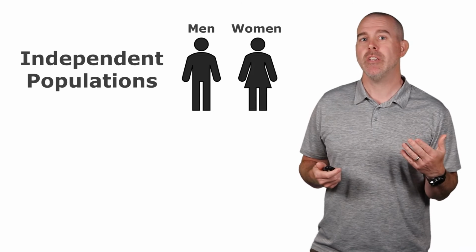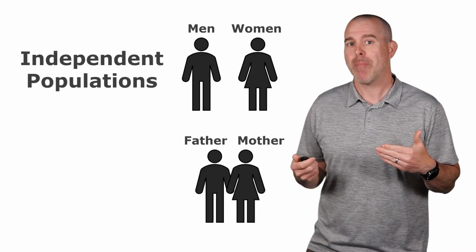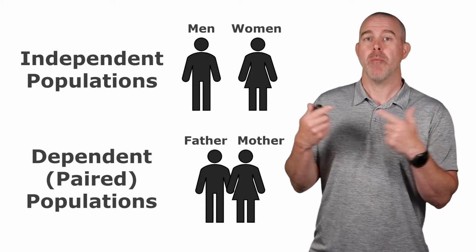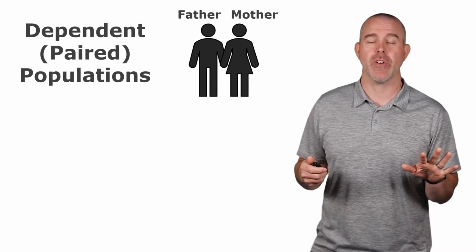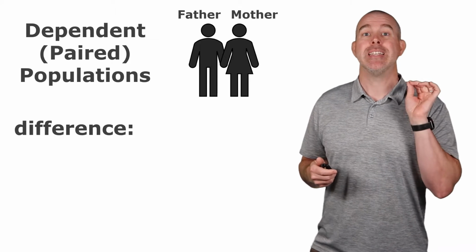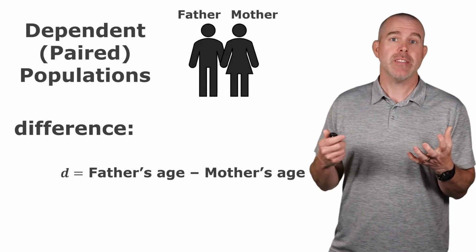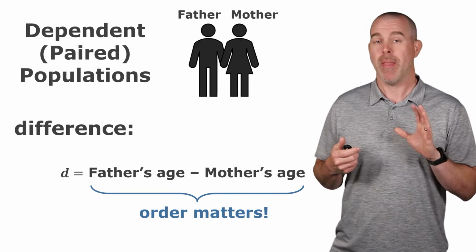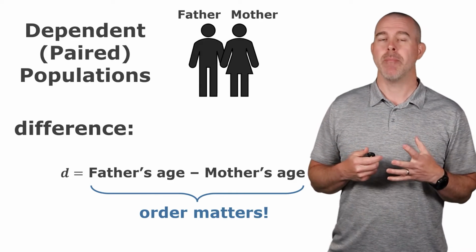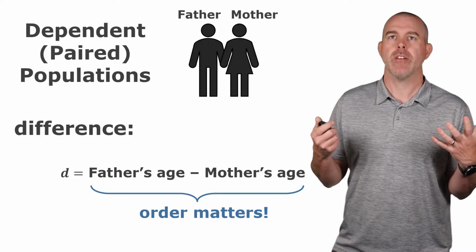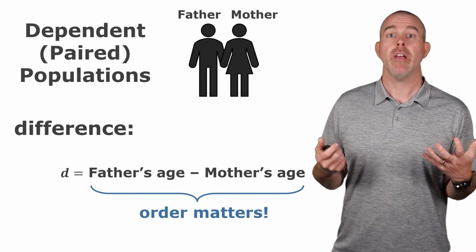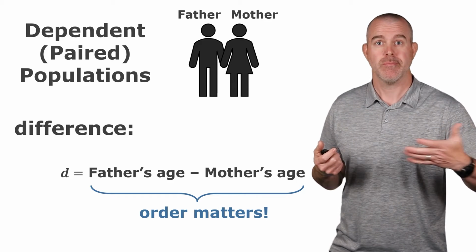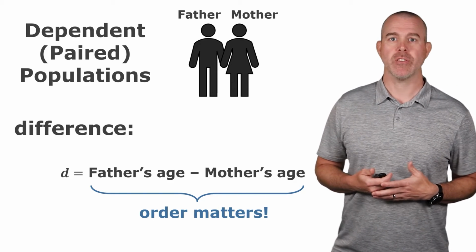In this case, instead of comparing independent populations, we're going to call these paired populations. They're dependent. They're paired together. And the analysis is different. What we do is we analyze the difference. So in this case, we might set up, say, father's age minus mother's age, and that order is important. Fathers are probably on average older, so we wonder, is that average difference positive? That would mean on average fathers are older.